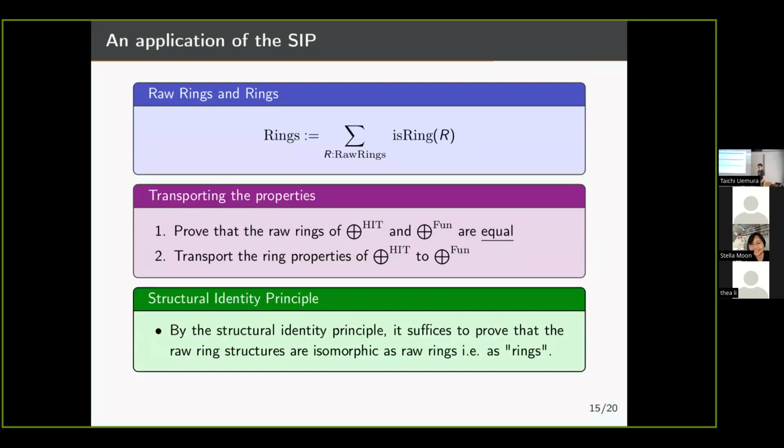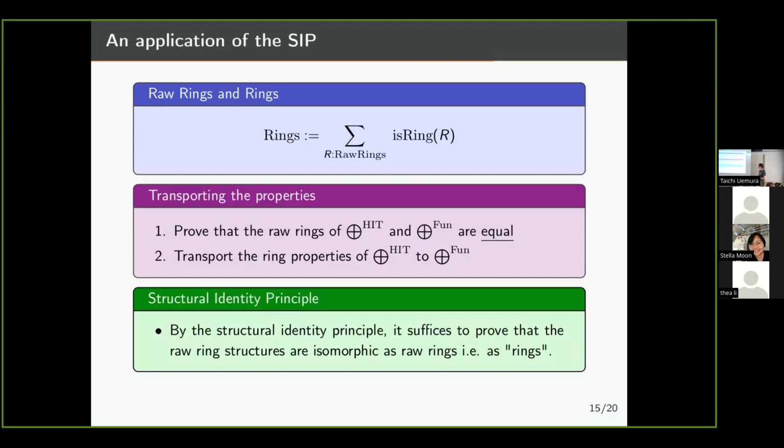And to do that, we have the structure identity principle that just says that two rings are equal when they are isomorphic. And so basically, all we need to prove is that the two row rings are isomorphic as row rings, which is basically isomorphic as rings. And then we can get all the proofs for the fun definition for free.